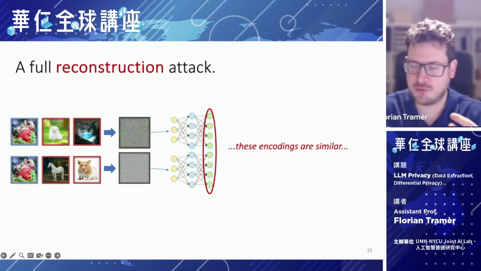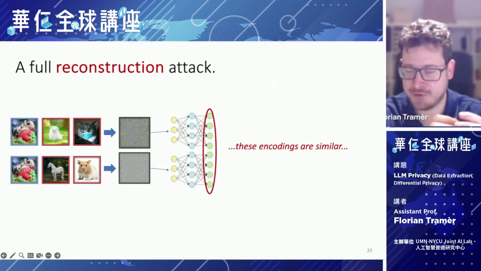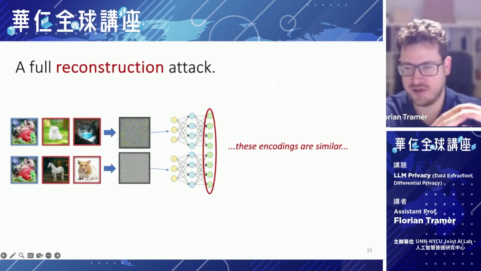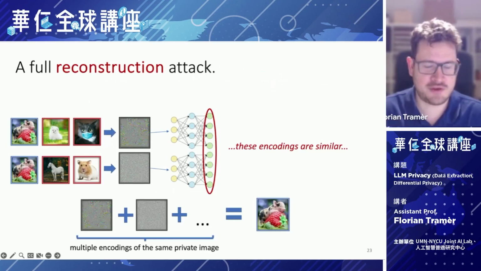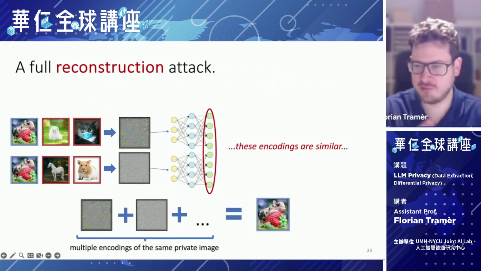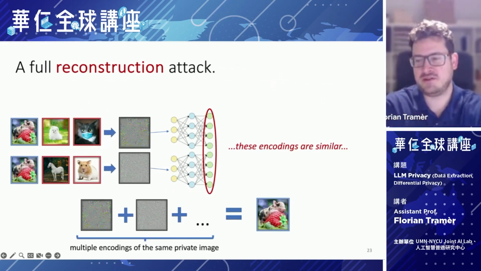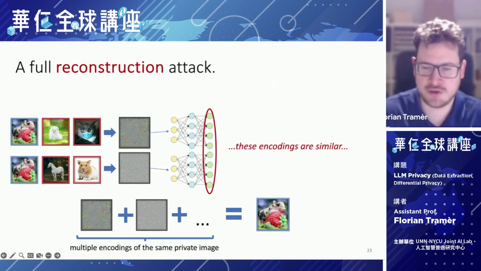But now, because we know that we end up with a useful model, this model will have internal representations that allow us to do things like similarity search. So once we have a good model, we can very easily take the encodings and cluster them by similarity. And this is actually going to make encodings of the same private data look very close to each other. And so this is what our attack actually does. It finds multiple encodings of the same image. And then it turns out that if you just average these encodings in a smart way, mathematically, you're essentially guaranteed to recover the original data.